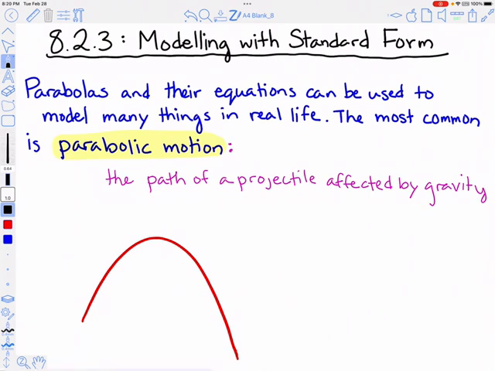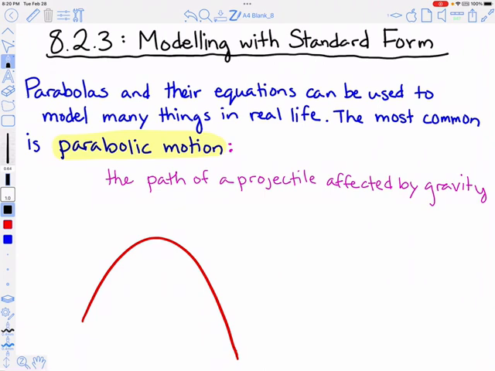And so a parabola and the equation of a parabola can be used to model a lot of things in real life. And the most common of that is things that form parabolic motion. So we call this parabolic motion when something forms a parabola. And anything affected by gravity that you throw, a projectile is what we would call that, would be something that would form a parabola. So if you throw a ball up into the air, it's going to follow the path of a parabola, and we could model it.